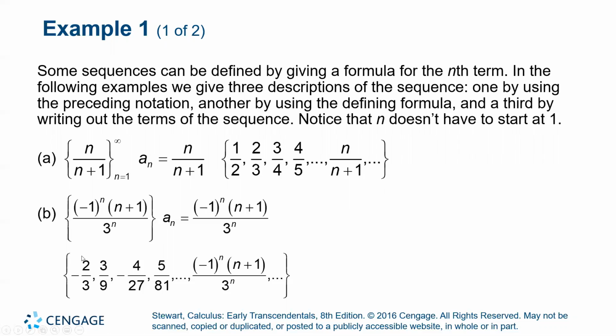So notice one of the interesting things is that the way of identifying a sequence makes it already seem like a function. You can pick any n value you want and plug it in. When n is 4, we have -1 to the fourth, which would be positive, times 4 plus 1, which is 5, over 3 to the fourth, which is 81. So our fourth term is 5 over 81, and so on.